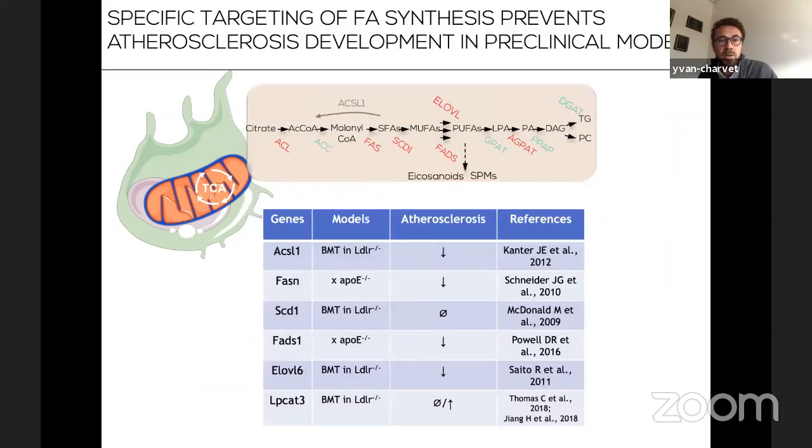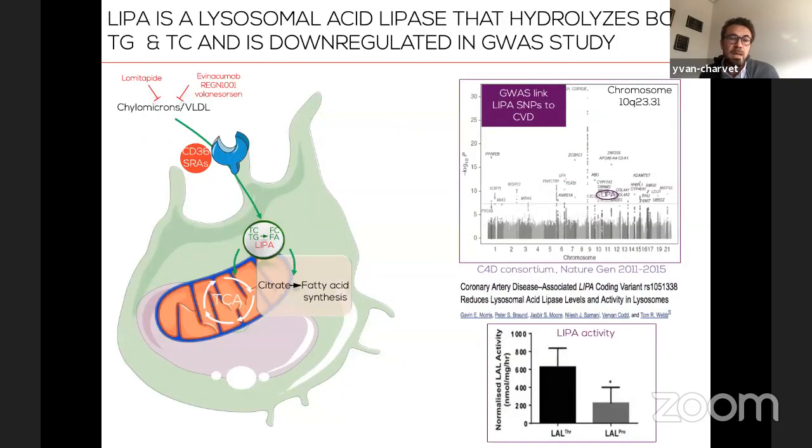And I won't show you the data, but basically, if we look back in the literature at the different models that target the different enzymes at the level of the hematopoietic system, you can see that there is a consensus that all these different knockout models limit the development of atherosclerosis, suggesting that this fatty acid synthesis pathway is very crucial in the inflammatory response.